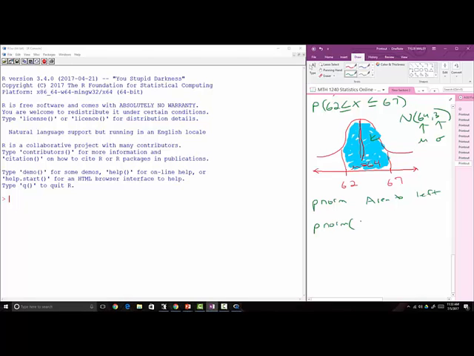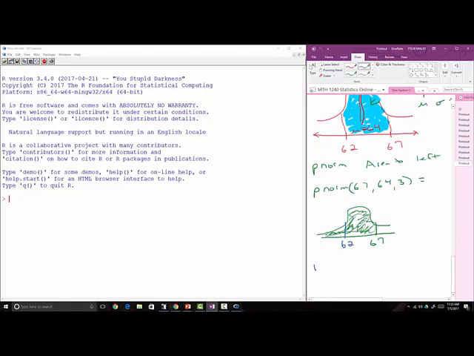we type in the x value, so 67, comma, and then I type in the mean 64, standard deviation of 3. What this is going to do, this is going to give me the area to the left of 67, right? So here's my value, here's 67. This command in green is going to give me all of this area, all the way to negative infinity. But the problem is I want to stop at 62. I want to stop here, right?